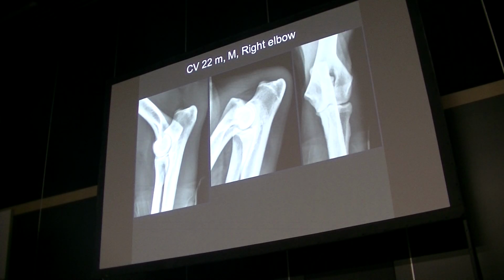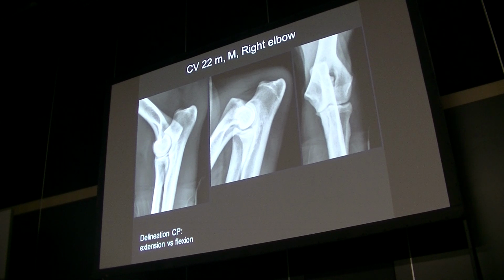So another example of a dog of 22 months old, again the 3 views. If we look at the delineation of the bone, there's no arthrosis present in this case. Interesting here is a little bit of sclerosis, but what's even more interesting is if we look at the delineation of the medial coronoid process, that will actually look normal on the flexed joint.